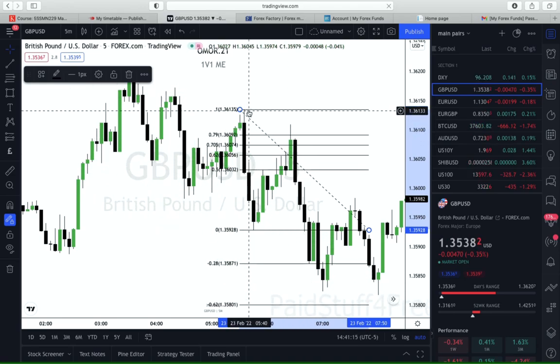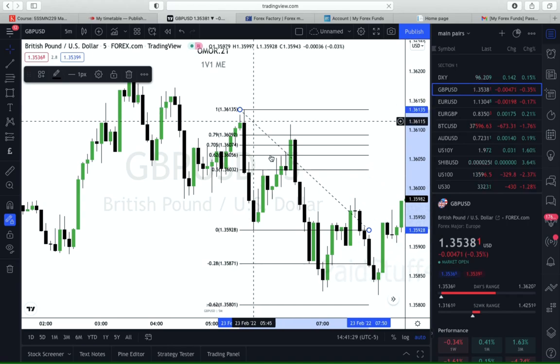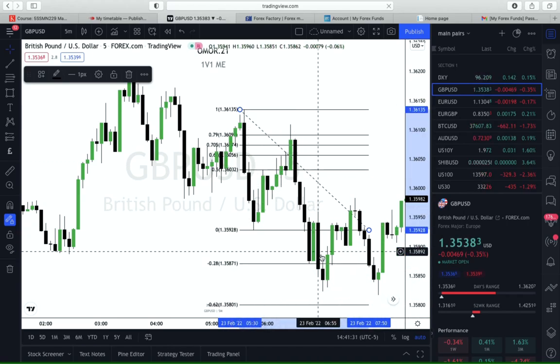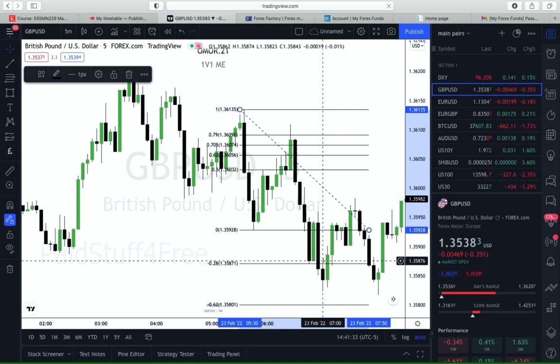Your stop loss always goes a bit above the 1. Yeah? If you're going to use the OTE as an entry model, you want to put your stop loss above the 1. And you might say, but my stop loss is going to be way too big. If your stop loss is at the 1 and your take profit is at 0 or below it, you're going to get minimum 1 to 1.